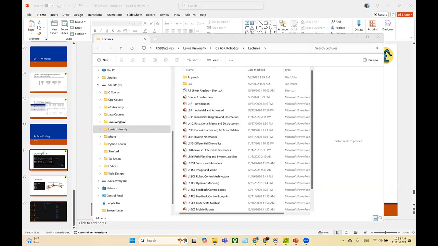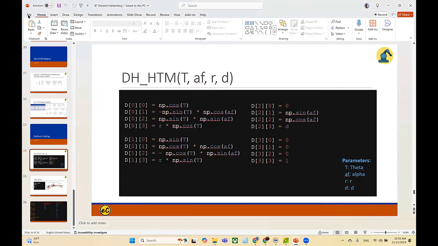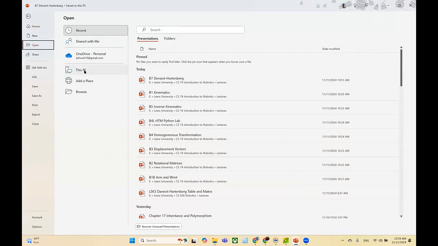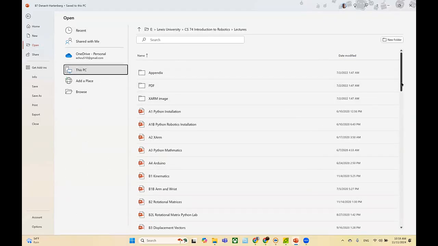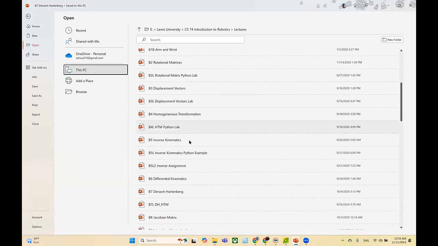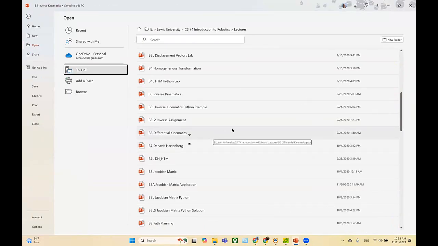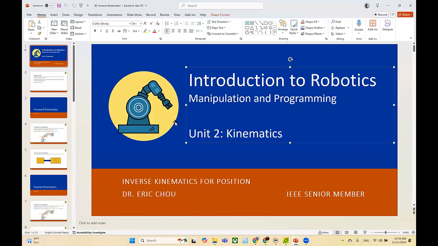Inverse kinematic. First, we already talked about the workspace. Workspace is the preparation to do the inverse kinematic. Okay, so inverse kinematic is the opposite of the kinematic.